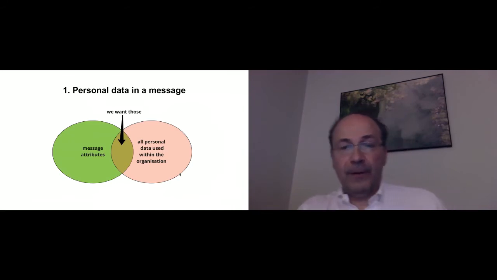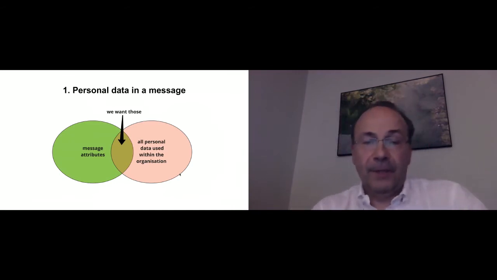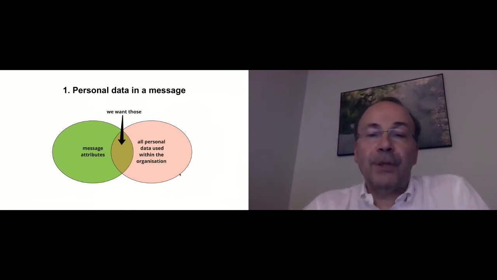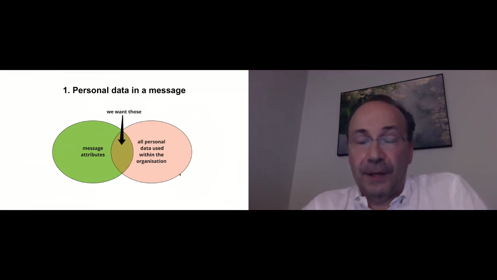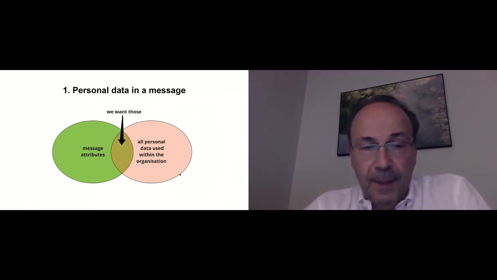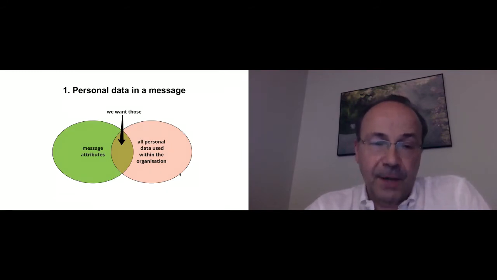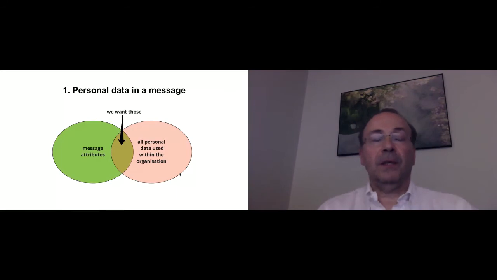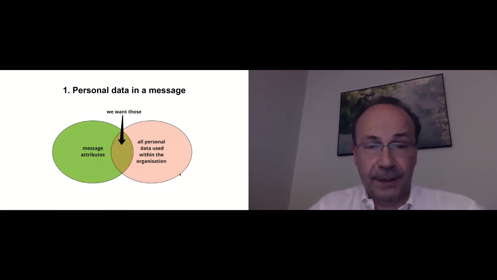You see the right bubble, the reddish one, contains all the personal data used within the organization. The bubble on the left is the message attribute. So you have a message in a topic that contains some personal data. You want to find actually those.